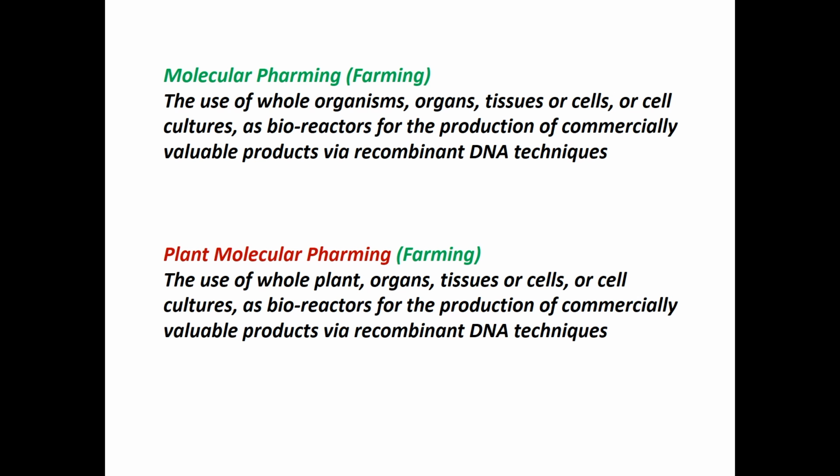Molecular farming, or farming in agriculture terms, means the use of all organisms, organs, tissues, cells or cell cultures as bioreactors for production of commercially viable products via recombinant DNA techniques. In simple terms, plant molecular farming is the use of all plant organs, tissues, cells or cell cultures as bioreactors for production of commercially viable products through recombinant DNA techniques.